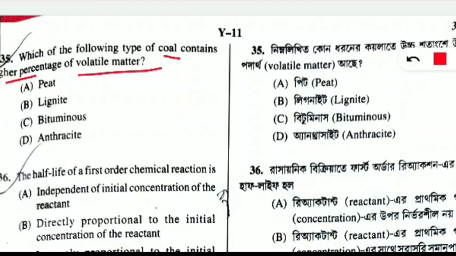So if you know which is not a good quality of coal, you will be able to answer. It is option A, peat. Yes, peat has a higher percentage of volatile matter, which is not a good sign for a good quality of coal. Coming to the next question.